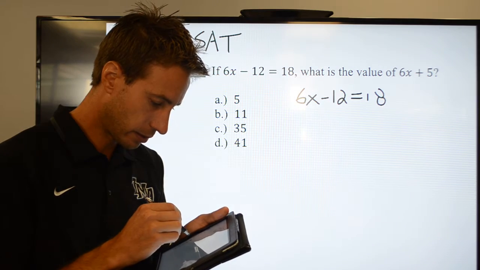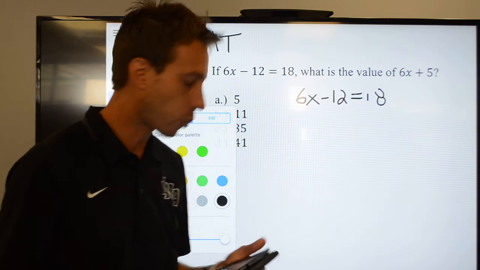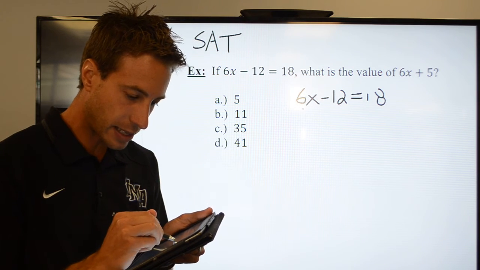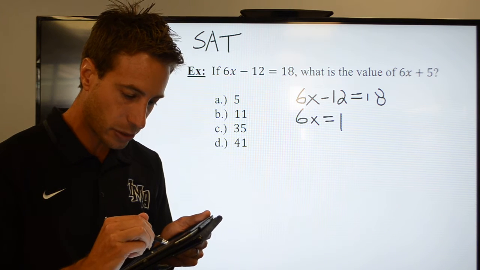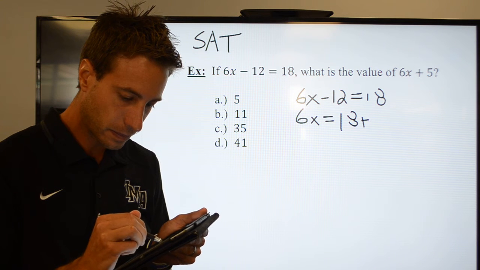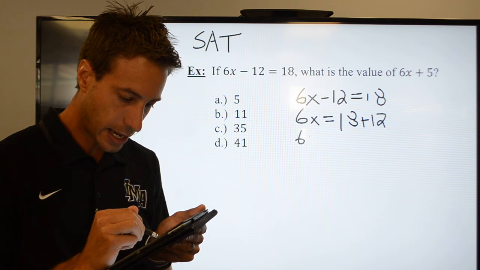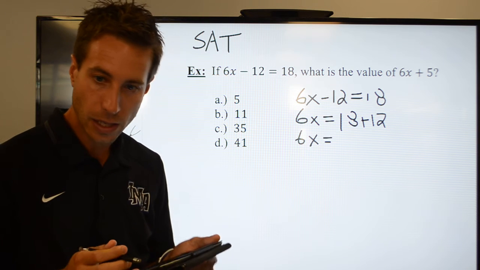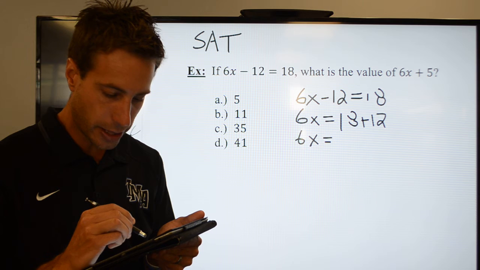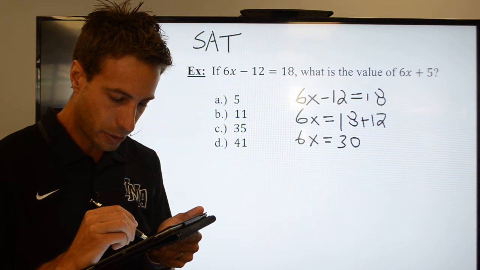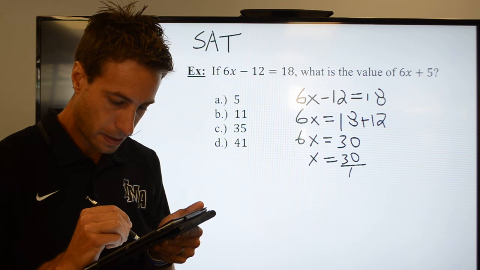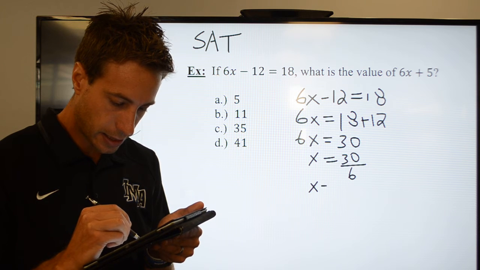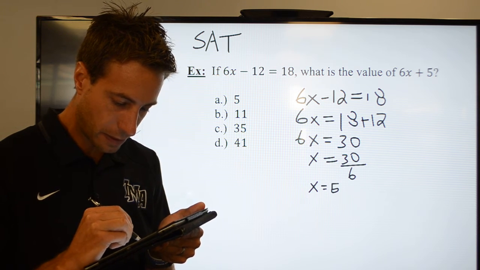Up first, I'm going to add the 12 to the other side. That's going to give me 6x is equal to 18 plus 12, which means that 6x is equal to 30. Divide both sides by 6, which means that x is equal to 5.